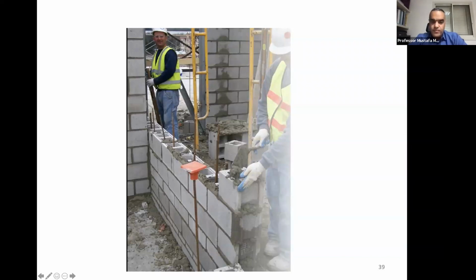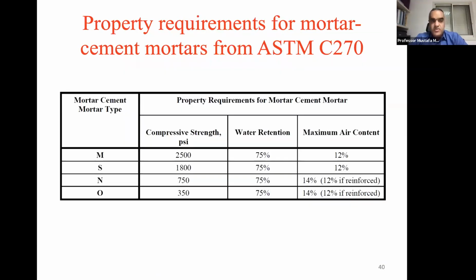Okay, so fully bedded, that you have mortar all over, or face shell bedded if the mortar is just on the outside. Okay, so here you have property requirements for mortars according to ASTM C270. So for M, compressive strength is 2500 psi. So that's a requirement to have a type M, because eventually the type of the mortar will decide on the f'm, the compressive strength of the masonry. If it's S, it is 1800 psi, and then water retention 75%, and then maximum air content is 12%, etc.